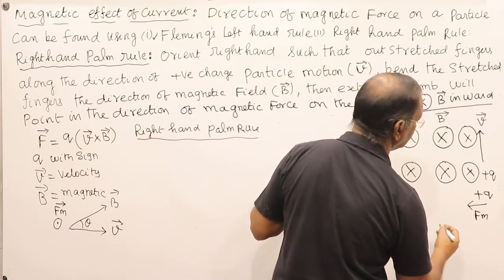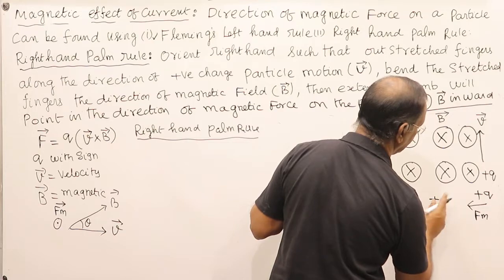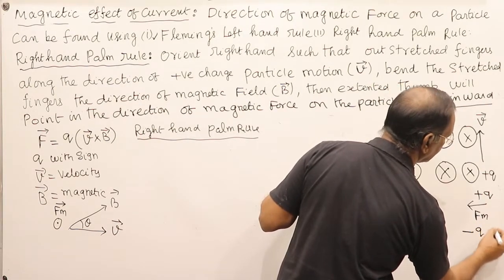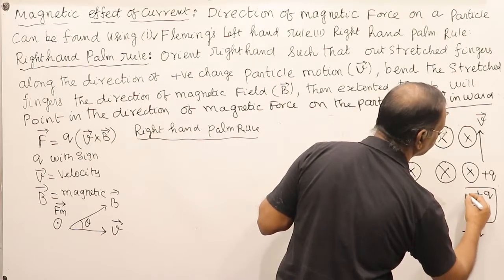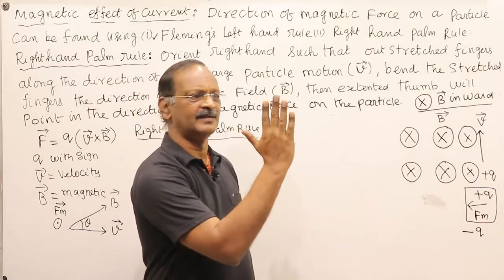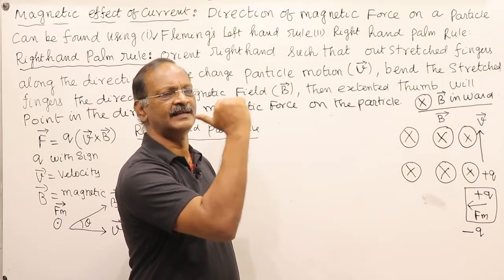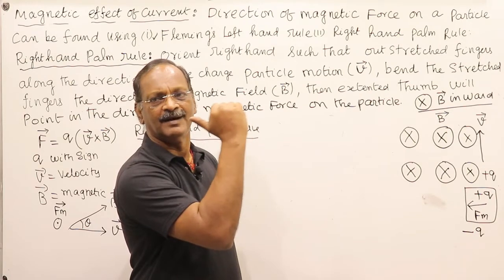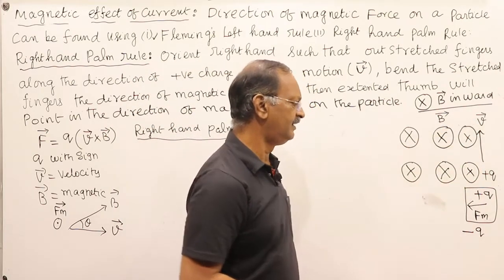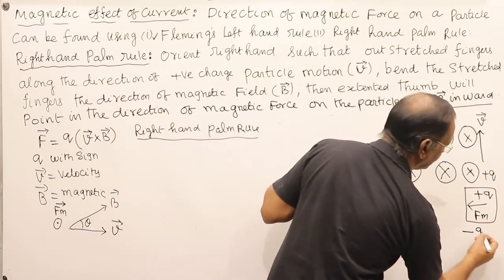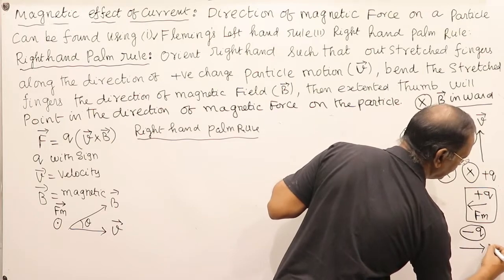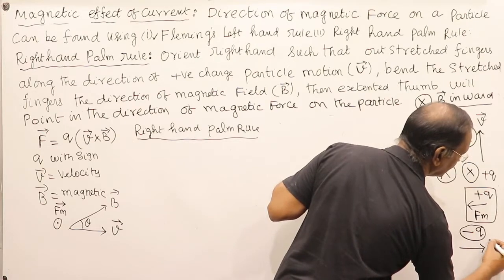Suppose if you use a negative charge instead of a positive charge. This is the first condition. For negative charge, what will be there? For the same condition, with the magnetic field in this direction, if it is a negative charge, the force will be exactly in the opposite direction.